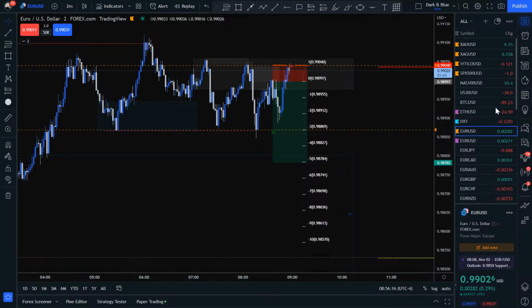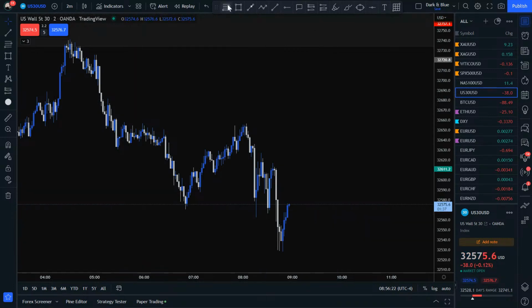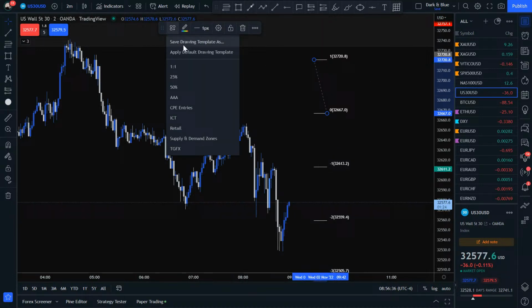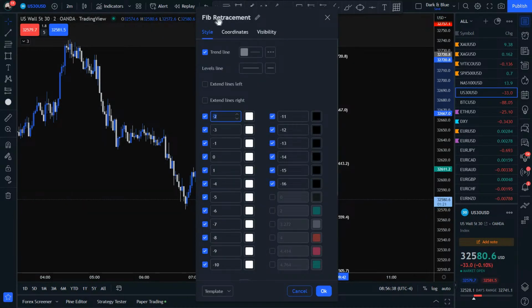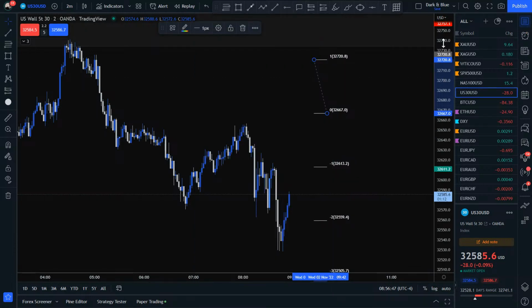Let me first go to the Dow. All right, I'm going to show you something with this scale. The 1-to-1 scale. This is the RR scale, but all it is is the fib retracement. Take a screenshot of this. I just got hit. My stop loss was just hit.